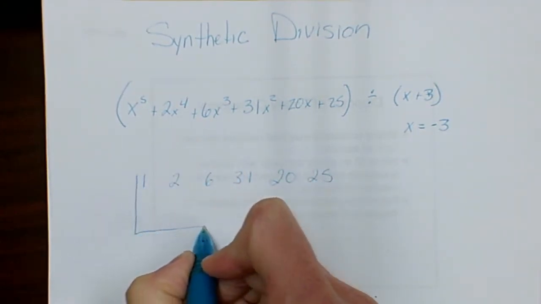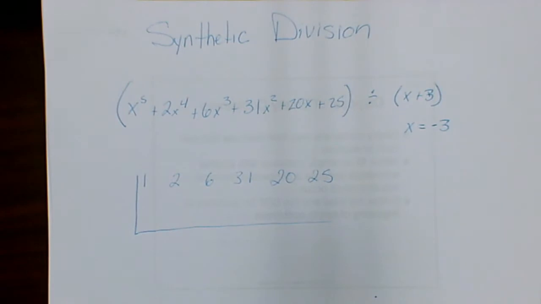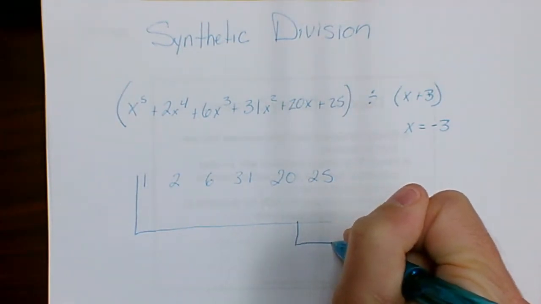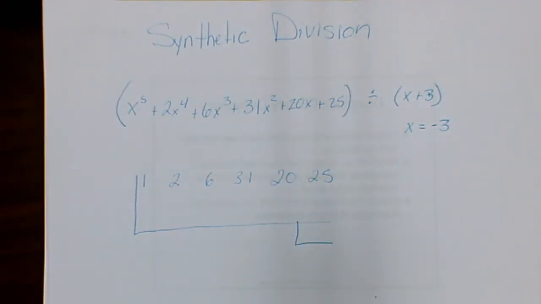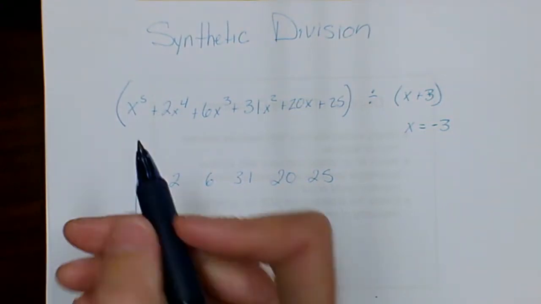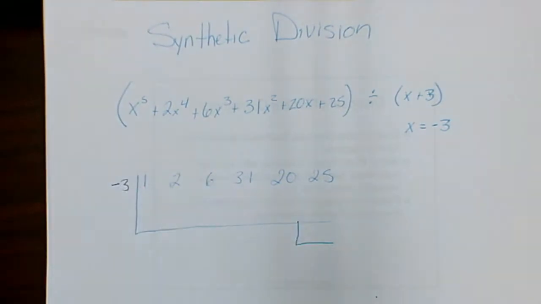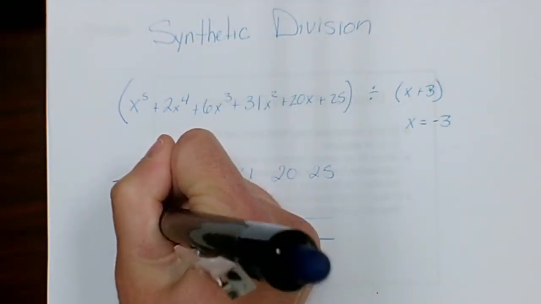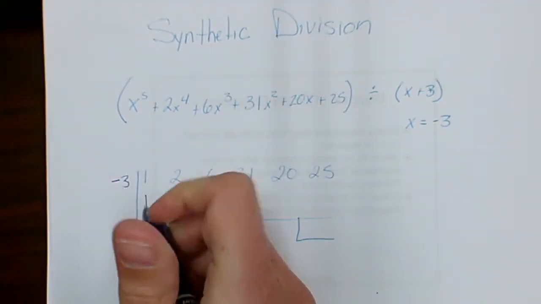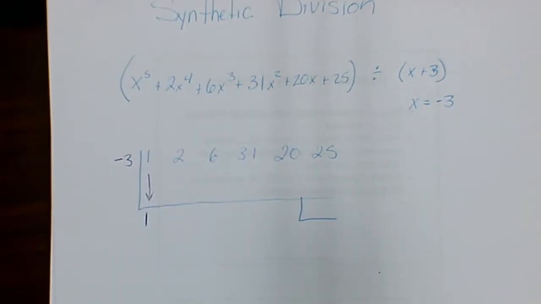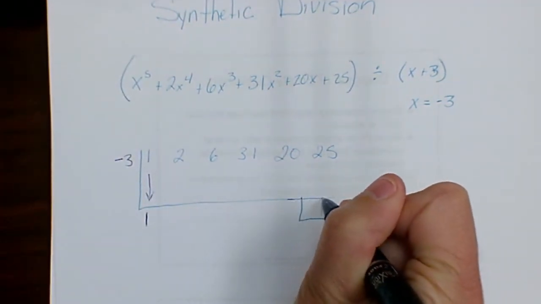Then we are going to make a little box around it. And I always put a box in the very bottom so that I know when I'm done. Then I put this negative 3 here. The first thing you do is bring down your first coefficient. So this is how you set it up.